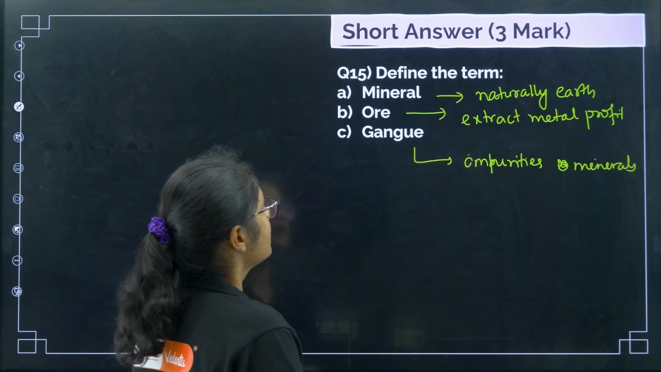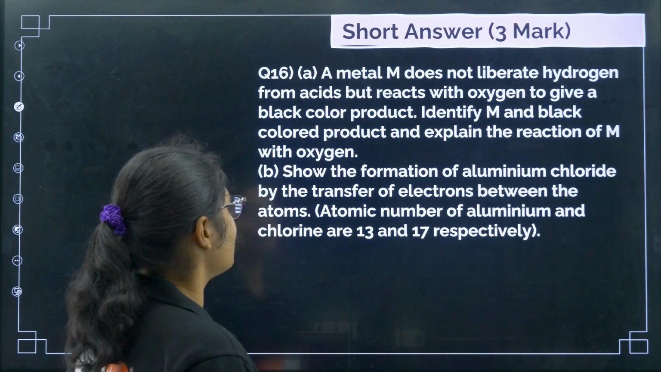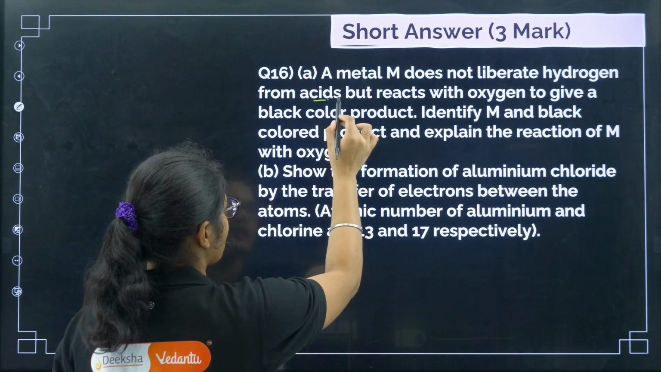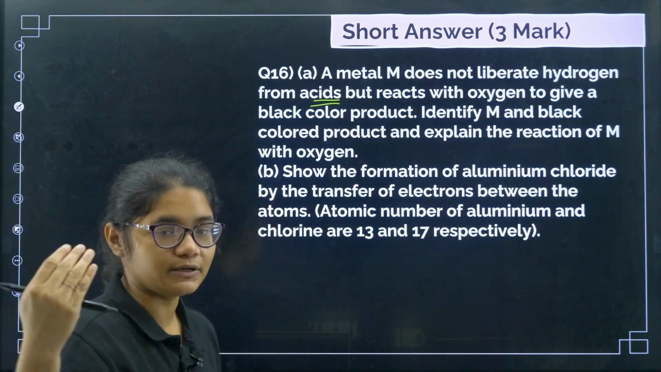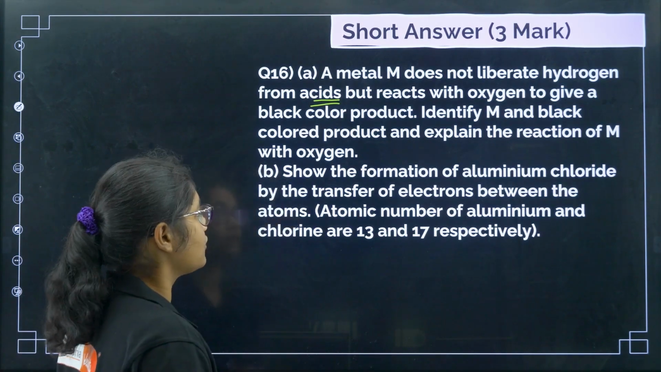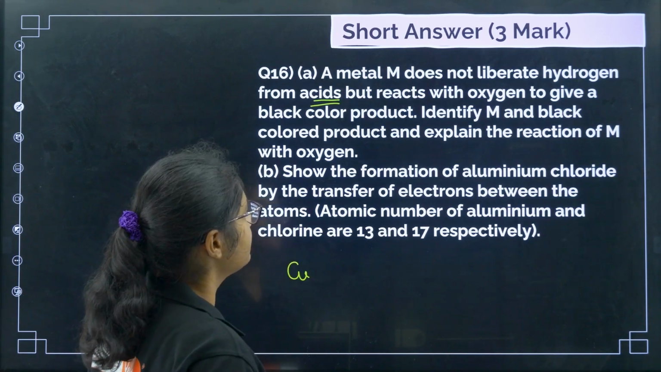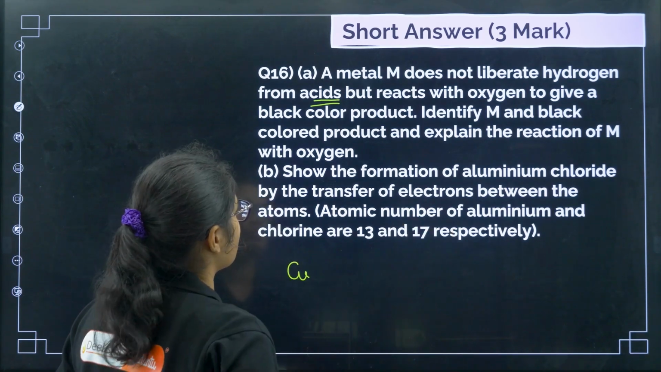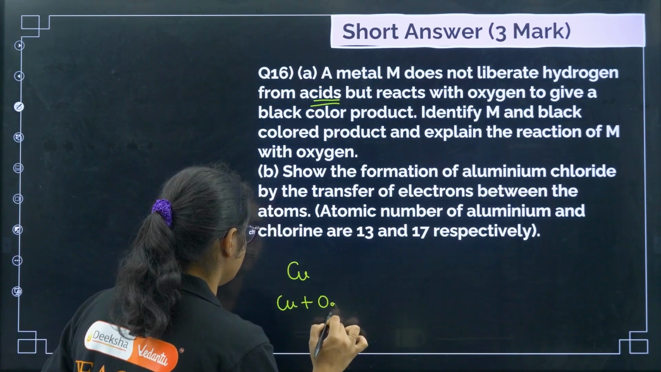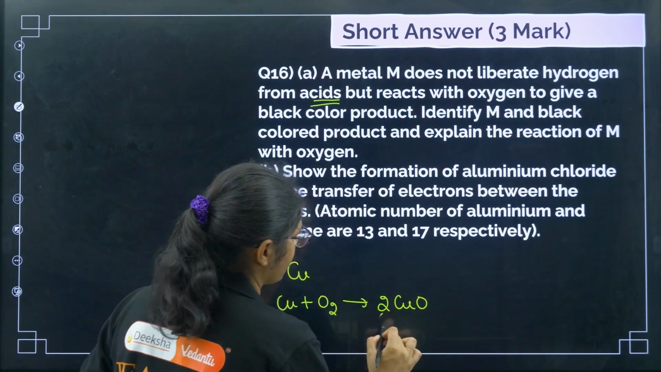Okay. Next question. A metal M does not liberate hydrogen from acids but reacts with oxygen to give a black color product. Does not react with acids, I discussed with you, the metals below hydrogen in the reactivity series will not liberate hydrogen from the acid. So this metal is nothing but copper, right? Identify the metal M, that is copper, black color product. So copper reacting with oxygen will give you copper oxide, right? 2CuO. So this is your black color product.